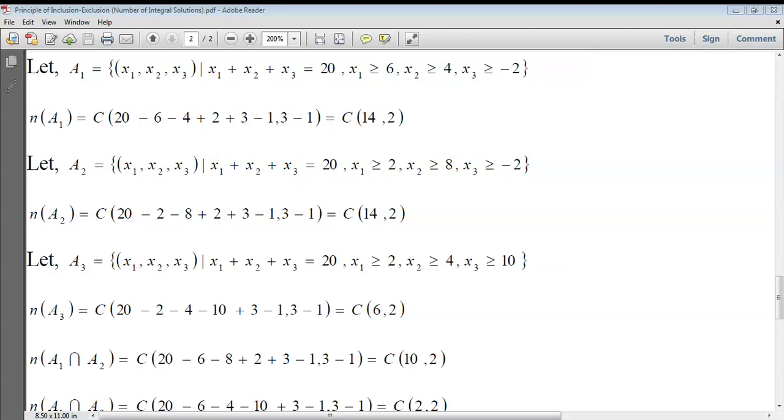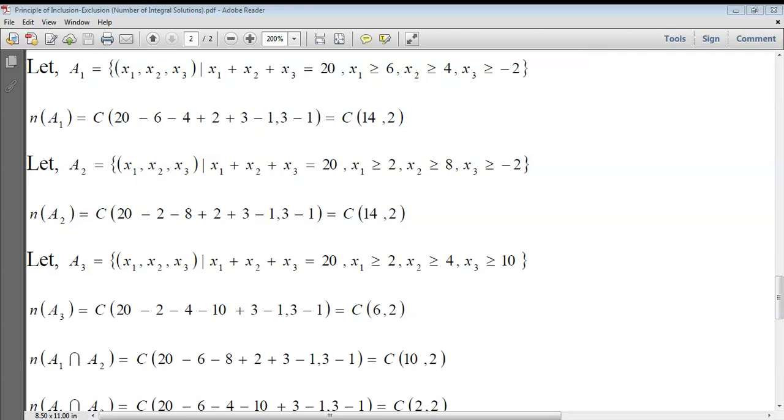Okay, so for A1 and A2 the common x1 is starting from 6, common x2 is starting from 8 and common x3 is starting from -2. So under these conditions the number of solutions for A1 intersection A2 will be C of 20 minus 6 minus 8 plus 2 plus 3 minus 1, C3 minus 1. 20 is the right hand side, that is x1 plus x2 plus x3 equals 20. 6 is the common value for x1, 8 is the common value for x2 in A1 and A2, minus 2 is the common value for x3, and 3 is the number of y's. Okay, it will be 10C2.